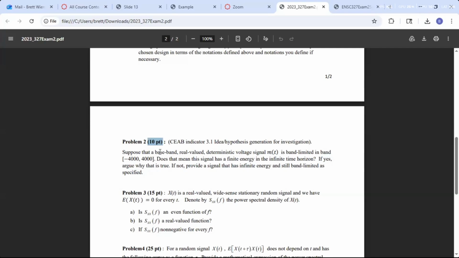So it's saying baseband. So what does baseband mean? It just means there's no carrier, right? It's kind of not been modulated, right? It's just our raw message signal. It's real valued, so that means it has conjugate symmetry in the frequency domain. We don't know if we need to know that yet or not, but we might. Deterministic. It might not even matter, right? Even if it was a random signal, we might still know quite a lot about the signal, right? And then it's saying it's a voltage signal, that might be important.